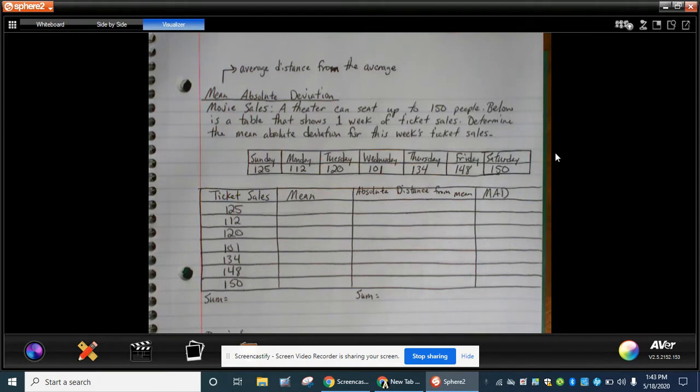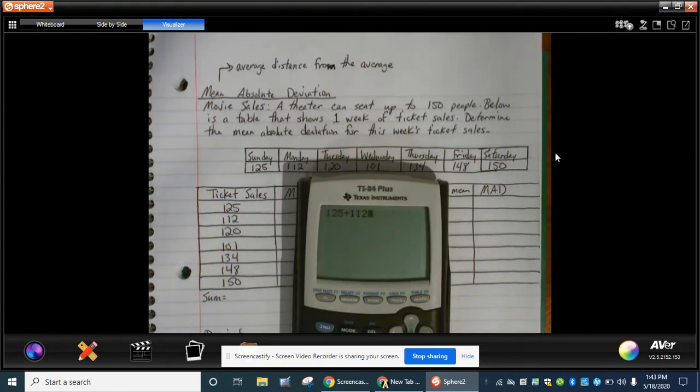The first thing I have to do is find the average, the mean, of the amount of tickets that were sold in this 1 week span. To find the mean, we're going to add up all the ticket sales during that week and divide by the number of days, which is 7. So let's add that up. 125 plus 112. I'll show you my calculator here. Plus 120 plus 101 plus 134 plus 148 and then plus 150. So they have sold a total of 890 tickets.